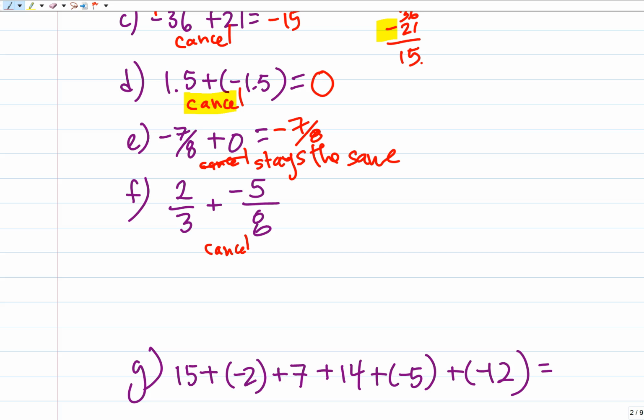And last one, 2/3 plus negative 5/8. Do you know how to add fractions? You need a common denominator of 24 for the 3 and the 8. You can do all that, can't you? Do this one, and now I have 16 over 24 plus negative 15 over 24, right? Yes.